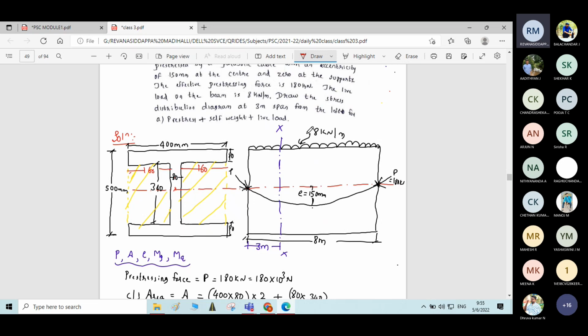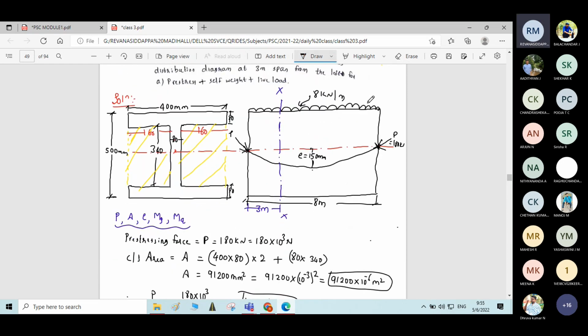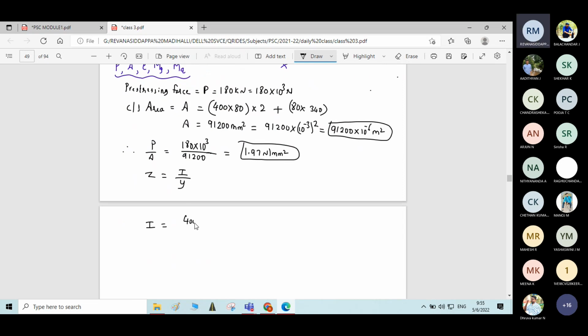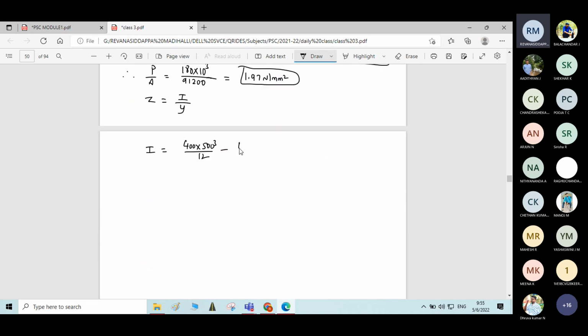The moment of inertia of this I section will be the moment of inertia of the full area minus the moment of inertia of the shaded area. Moment of inertia of the full area is b d cube by 12, 400 into 500 cube divided by 12, minus 160 into 340 cube divided by 12, and there are two such rectangles. By this we'll get the moment of inertia. Please calculate the answer. It is 3.12 into 10 power 9 mm4.